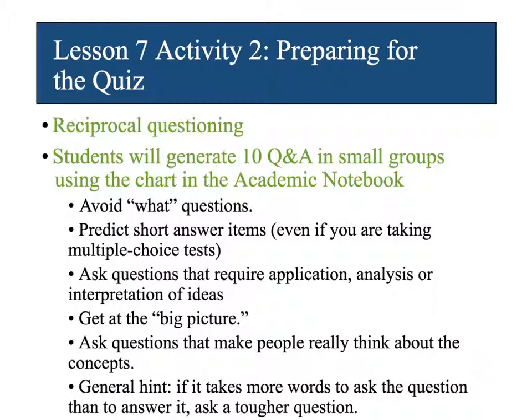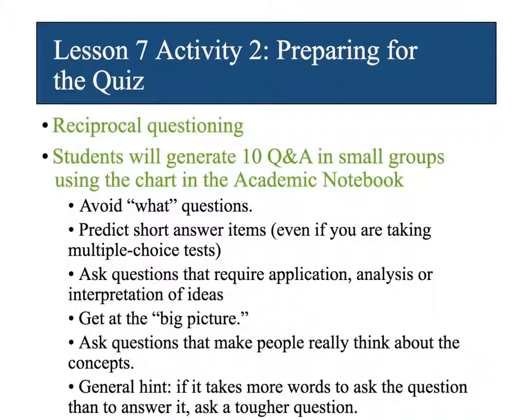So in their academic notebook is a nice chart that they can use so they can put down the question, the jotted down answer, what the source was. So if there's some confusion or some question as they're doing this strategy, they can go right back to the source and double check their information.